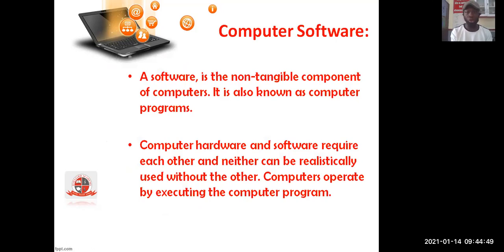An extended discussion on computer software. This is the non-tangible component of computers, also known as computer programs. Both hardware and software require one another. They require each other before they can get the job done. If you don't have that, it becomes very difficult to run a computer.